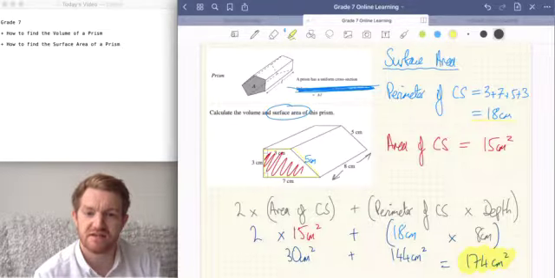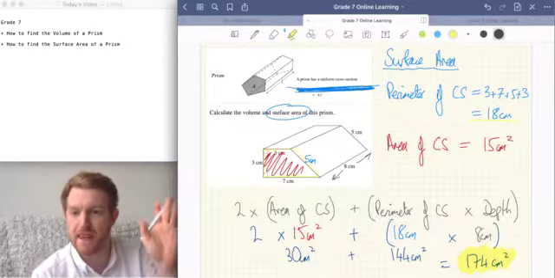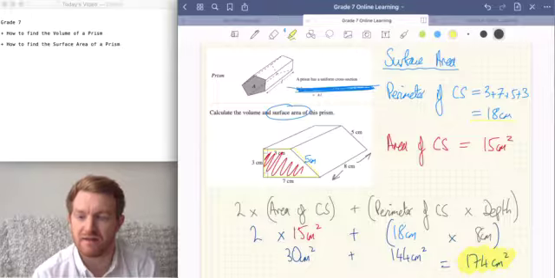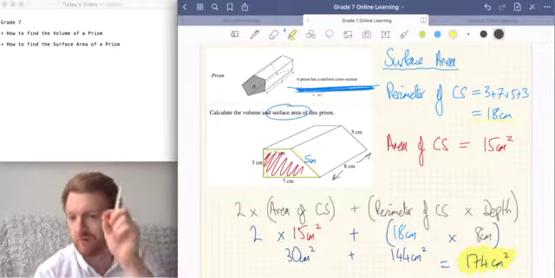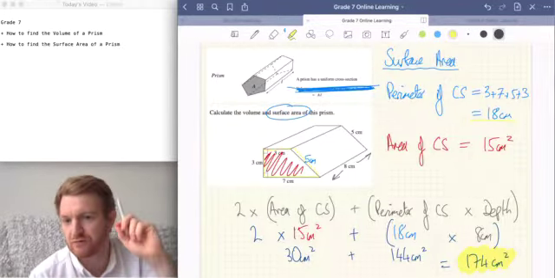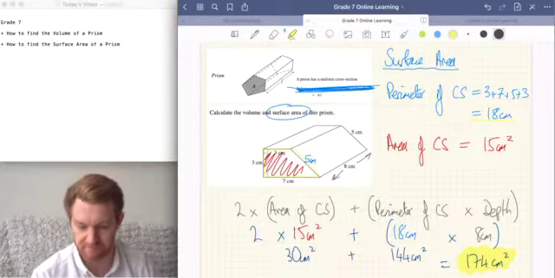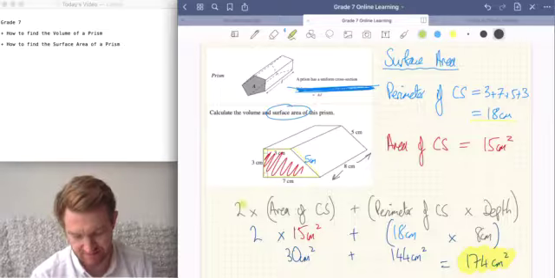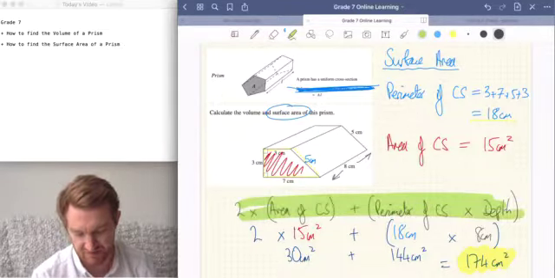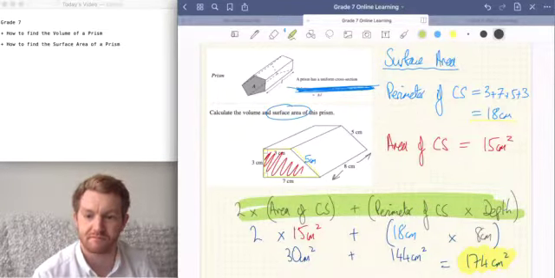And it's much easier to use this formula because you can use it for any prism than it is to start thinking about individual formulae, one for a cuboid, one for a triangle, one for a trapezium. It's easier just to learn one formula that covers everything. And that is this formula here, which I mentioned earlier in the video.